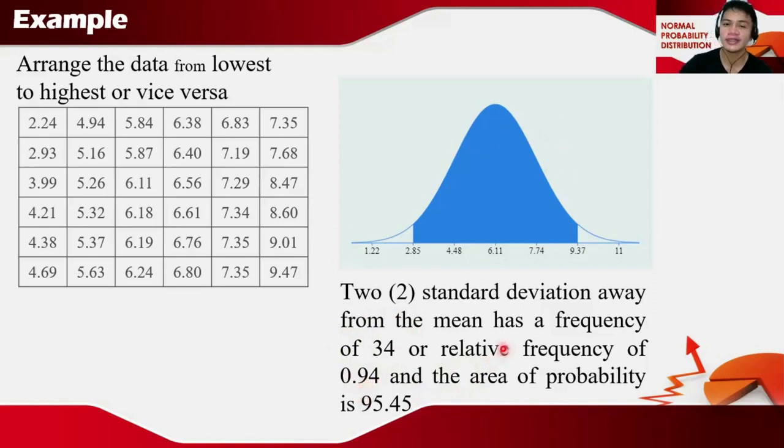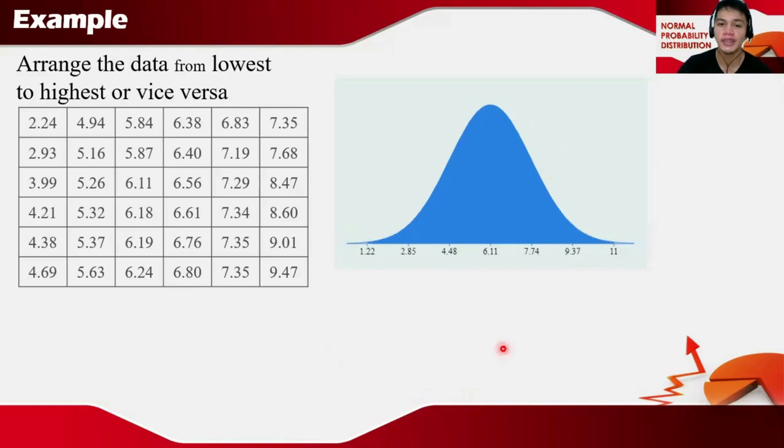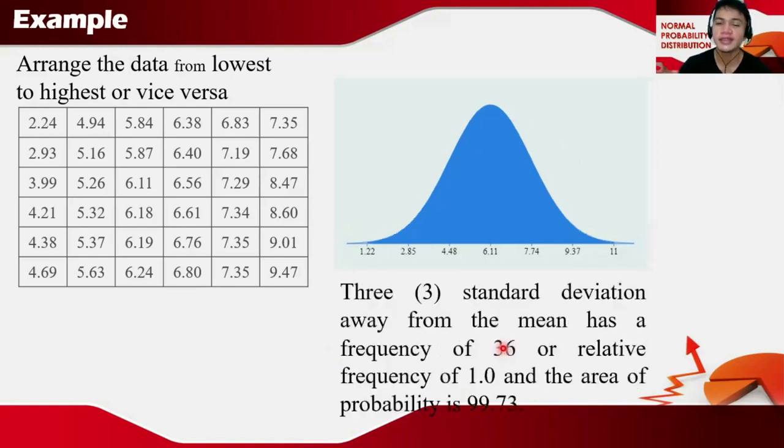And for the three standard deviations away from the mean, it gives us 36, or a relative frequency of one, because we will consider all the values since the range is 1.22 to 11. And it will give us an area of 99.73 probability area.